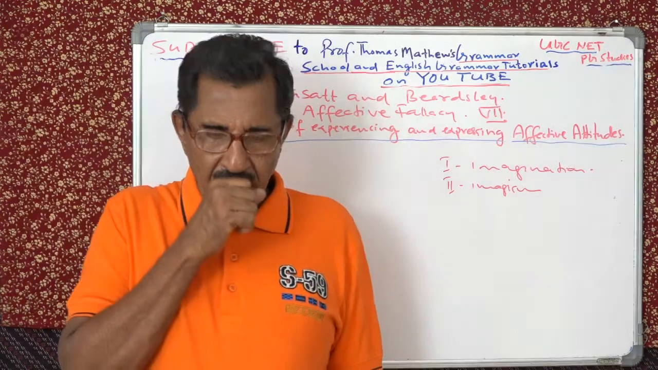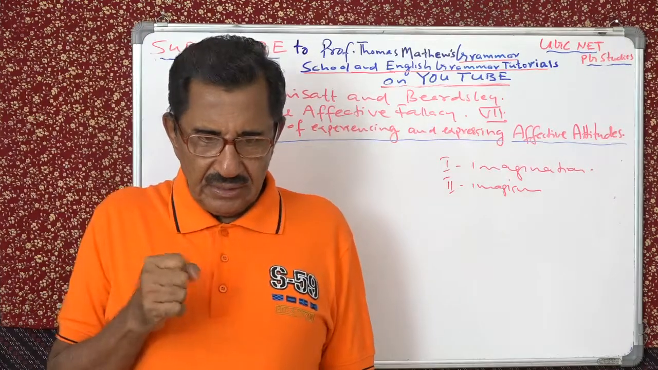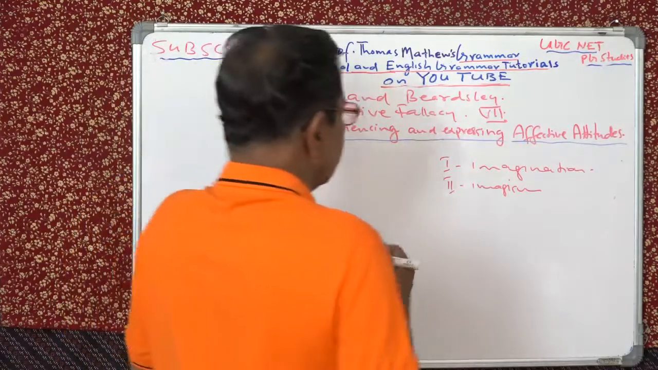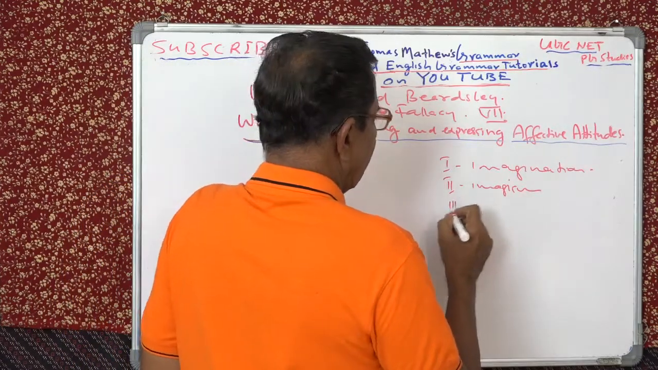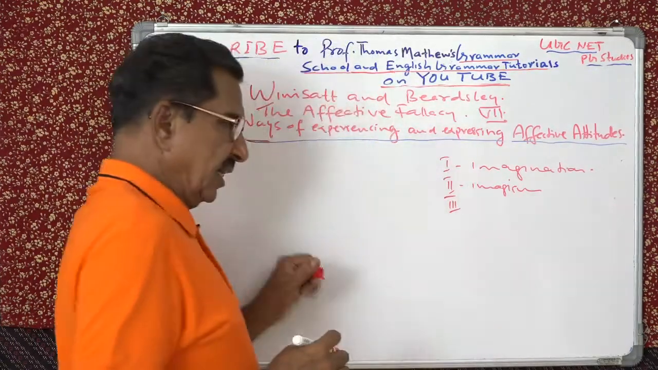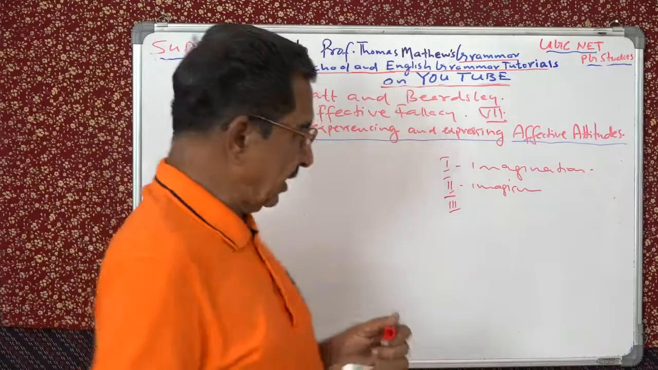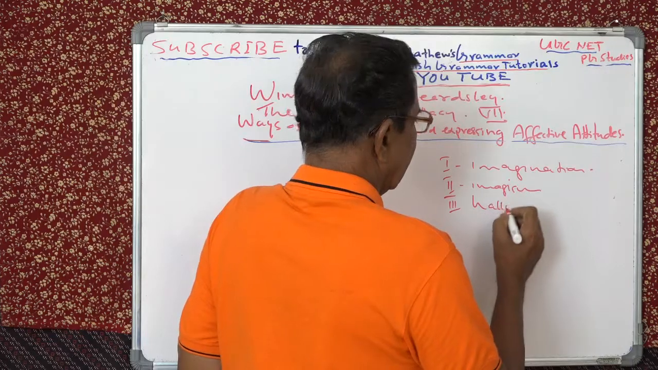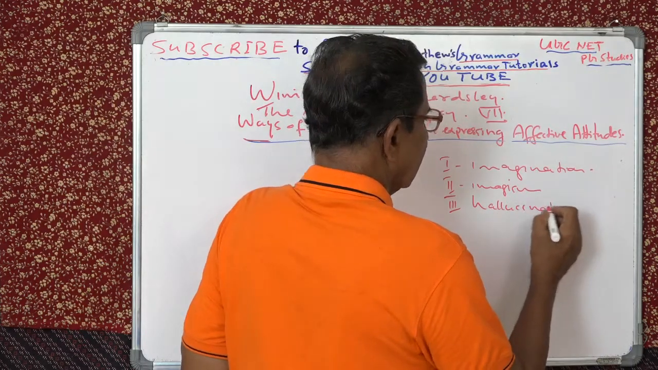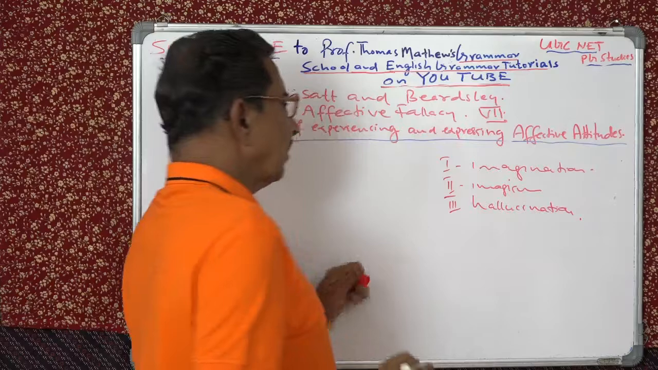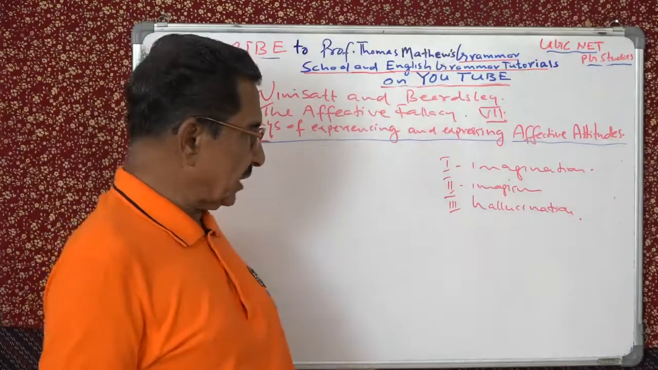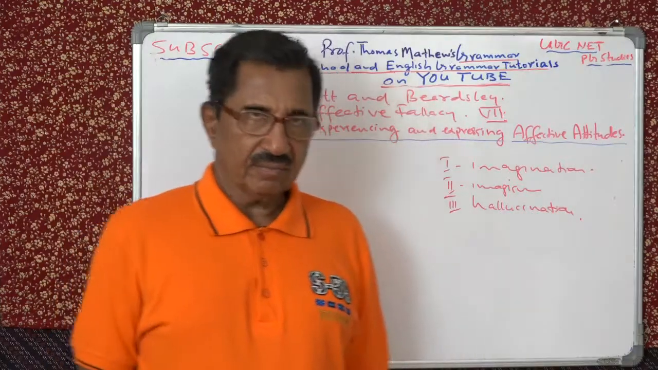Listen. Then he said another extreme way of experiencing affective fallacy, affective psychology, is hallucination. So we have three now: imagination, imagism, almost the same, that's of Max Eastman, and hallucination.